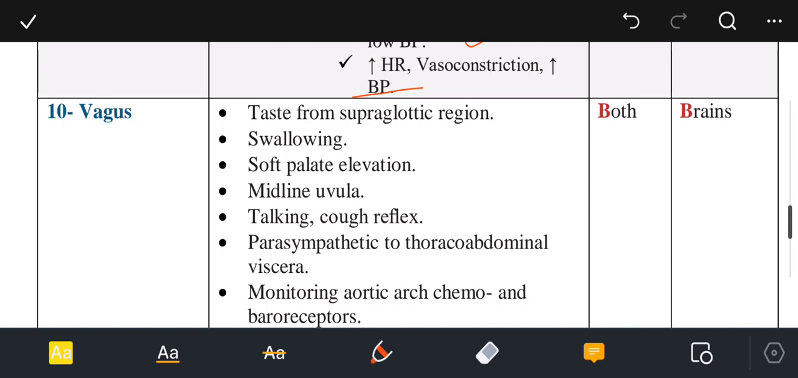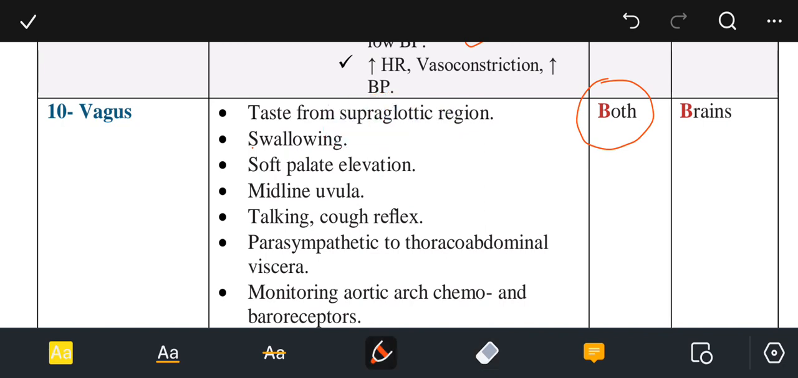Then there is the vagus nerve, taste from the supraglottic region. The vagus nerve is also a mixed cranial nerve, and if there is damage to the vagus nerve, there will be loss of taste sensation from the supraglottic region. I'm sorry, I'm talking about the vagus nerve. So the vagus nerve is responsible for the taste from the supraglottic region.